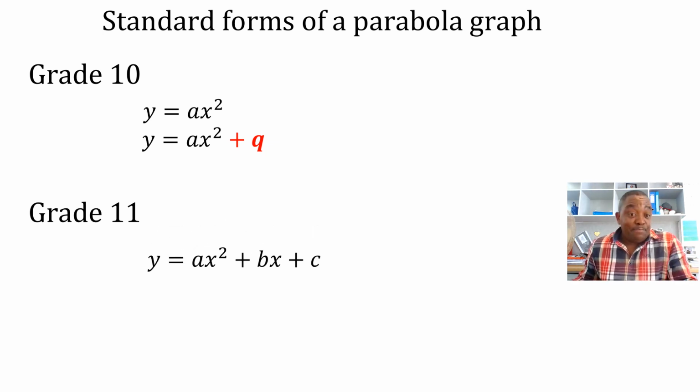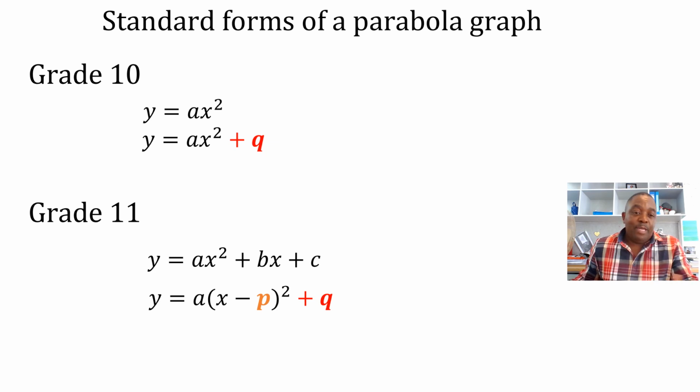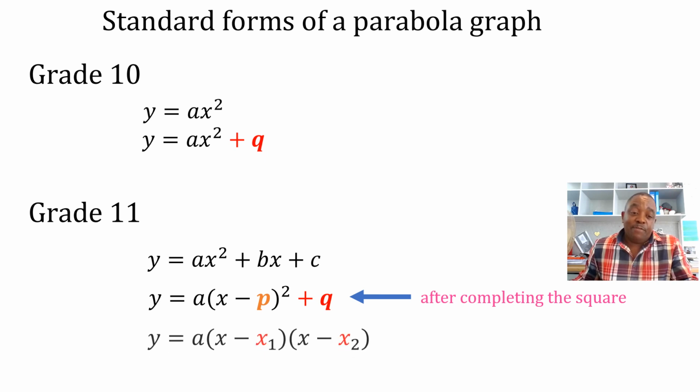In grade 11, the standard form of a parabola graph is given as y is equal to ax squared plus bx plus c. Now, it is only that standard form that we play around with, because now the graph shifts sideways. So if we complete the square on that standard form, that's what we get, where the value of p indicates the horizontal shifting of the graph and the value of q still indicates the vertical shifting of the graph.